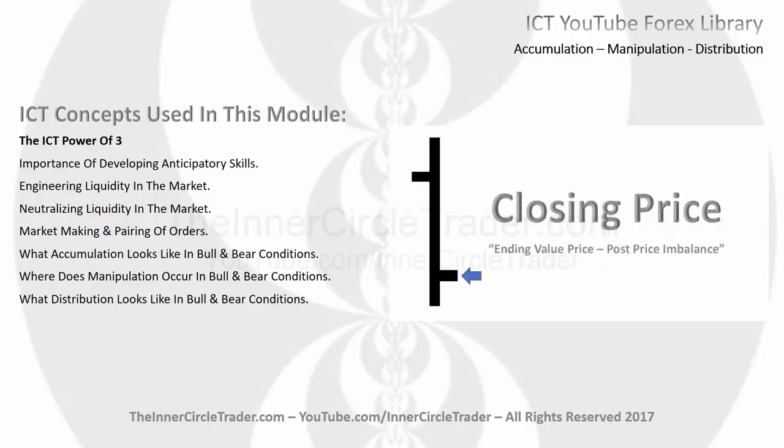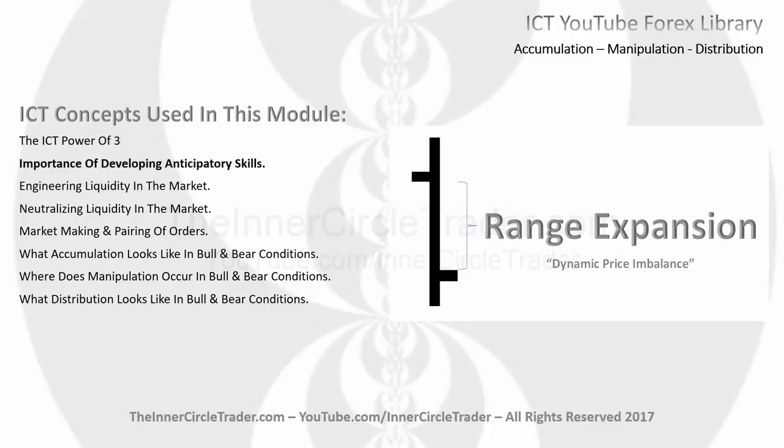The closing price is the ending value price of that time interval that you're measuring. In other words, what time frame you're looking at. If this is daily, it's the ending value for the daily range post or after the price imbalance. In other words, the movement that took place between the open and where it's now closing. And we have the range expansion cycle that is basically dynamic price imbalance. So between the opening price and the closing price, when we're bearish, this is what we would be expecting or anticipating in price, okay, a lower close.